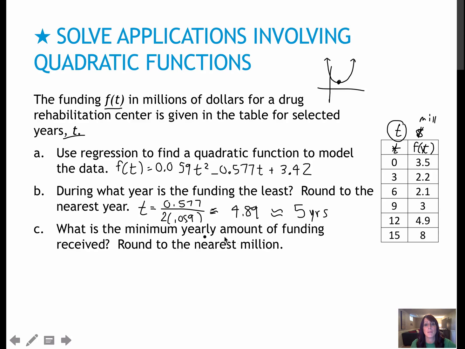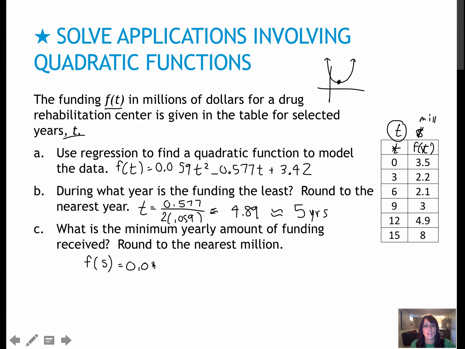What is the minimum yearly amount of funding received? That means when it's at the minimum, what's the y value? So I'm going to take f of 5. Now f of 5 where? Does that mean just look at the table and say, well, it's between 2.1 and 2.2 million? No, I'm going to use this function that I came up with.